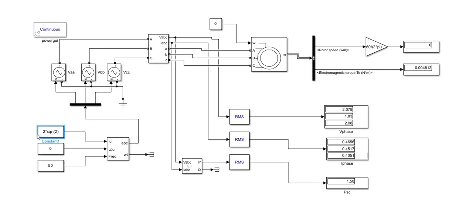From the values, we have to calculate the equivalent resistance REQ, and then calculate R2 by using the value of R1 calculated in the DC test. Lastly, we have to calculate the equivalent reactance XEQ, assume X1 equals X2, and calculate the value of X1, X2. You can refer to my calculations.